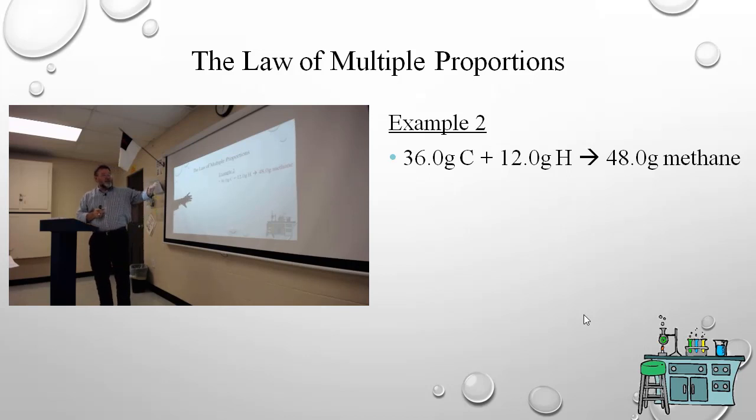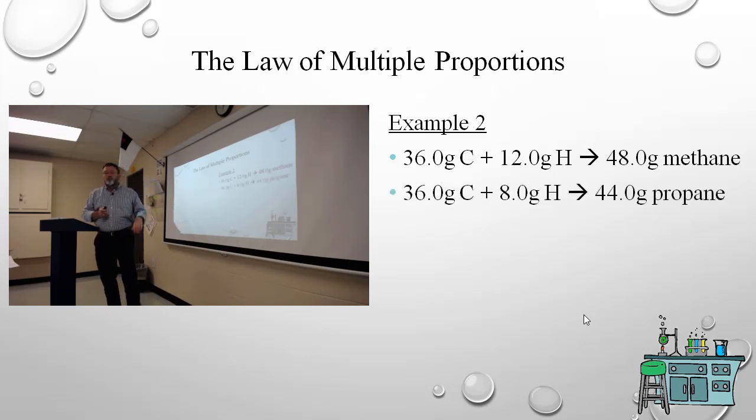Second example, methane. We make methane, it's a combination of carbons and hydrogens. And the perfect recipe for methane, 36 grams of carbon and 12 grams of hydrogen produces 48 grams of methane. That's a perfect formula. We can also make propane. It's a different combination of carbons and hydrogens. There are lots of carbon and hydrogen chains that we can make. These are just 2 of them.